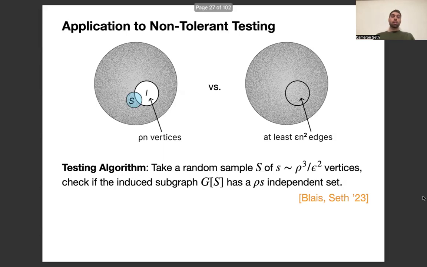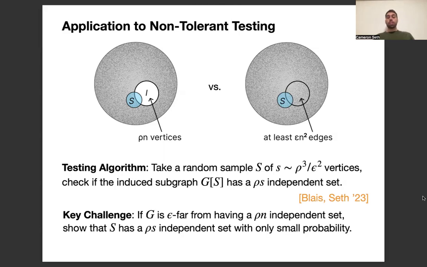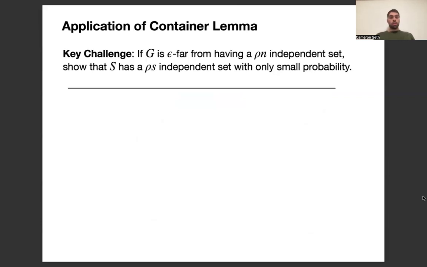And it's not hard to show that in the yes case, your random sample should find a reasonable number of vertices from the independent set. And so it will accept, which is what we want. So that's good, and the hard case is on these no instances. So we want to show that if G is epsilon far from having a rho n independent set, then S contains a rho s independent set with only some small probability. So again, this is the challenge here.